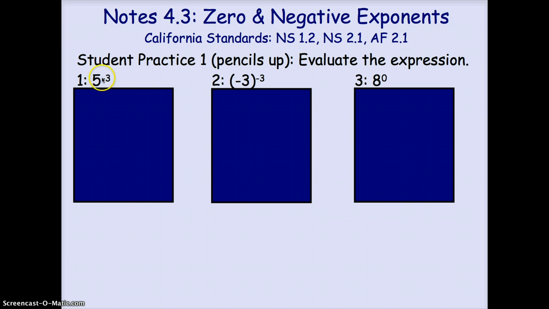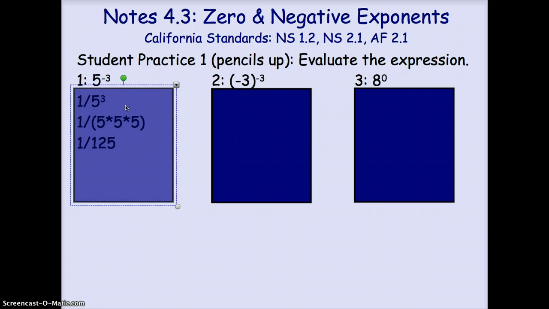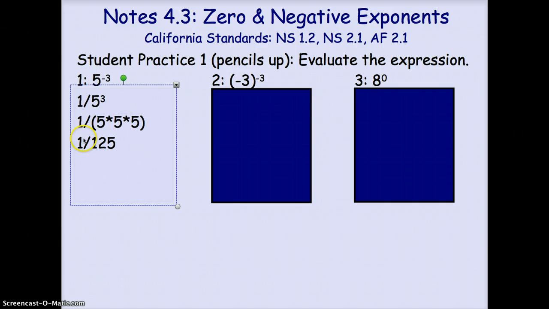Okay, welcome back. Let's take a look. 5 to the negative 3rd means we're going to put 1 over 5 to the 3rd. And then 5 to the 3rd, of course, is 5 times 5 times 5, which is 125. So 1 over 125. And notice I do not have the negative anymore.